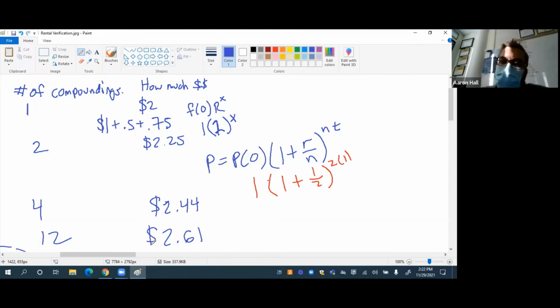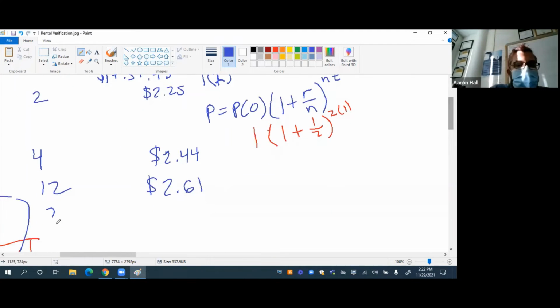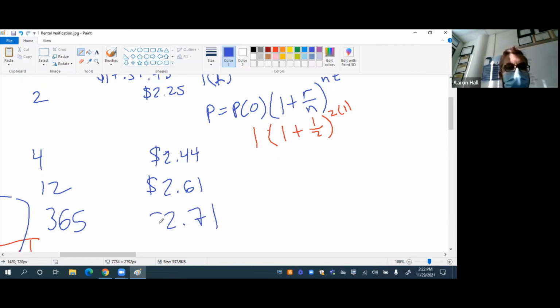What if we compound every day? How many times would that be compounding per year? 365, okay. Using that same equation, how much money would you get if we compound every day? 2.71, okay. What are we converging on? When we compound more and more, what do we converge on?